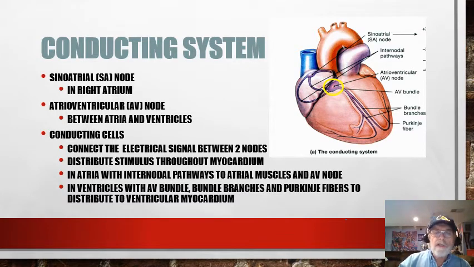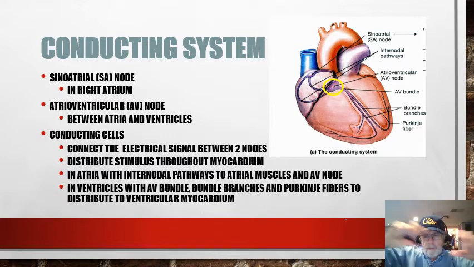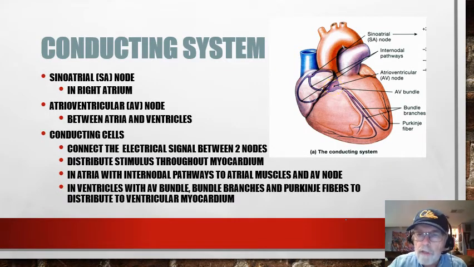These conducting cells, like I mentioned, conduct this electrical impulse in a direct route. It connects the electrical signal between the two nodes, the SA node and the atrioventricular node. Also, there are other pathways. There are a number of pathways in the atrium that allow the stimulus to go from side to side, from the right atrium to the left atrium. They're called intranodal pathways, to the atrial muscles as well as to the AV node. And then for the ventricle, we have a whole different set. So let me show you what we're talking about.